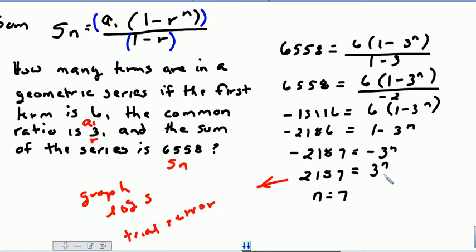Now, there are numerous ways to solve that when you reach that. You could graph this and graph 2187 on one side and graph 3 to the n or 3 to the x on the other side and find the point of intersection. But that means I've got to do a really big window here. I could set this up as logs, which means that I could say the log of 2187 is equal to the log of 3 to the nth power. Bring the n to the front.